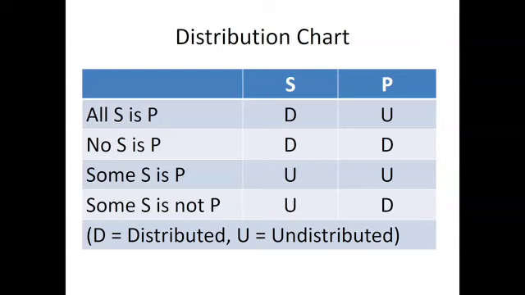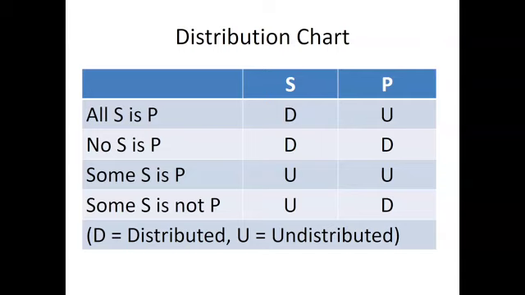This should be the answer that you got. In the categorical proposition of the form all S is P, S is distributed, but P is not. In the categorical proposition of the form no S is P, S is distributed and P is distributed. They're both distributed. And in the proposition of the type some S is P, neither term is distributed. And in the proposition of the form some S is not P, P is distributed only, but not S.